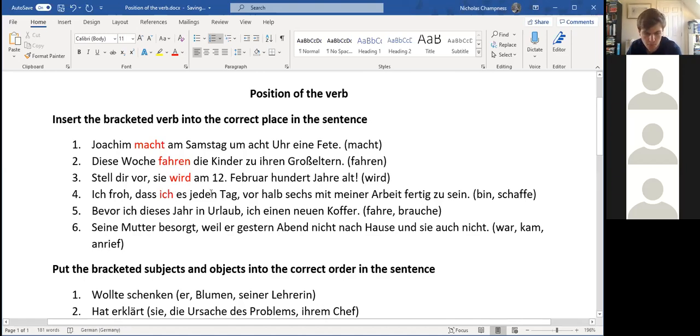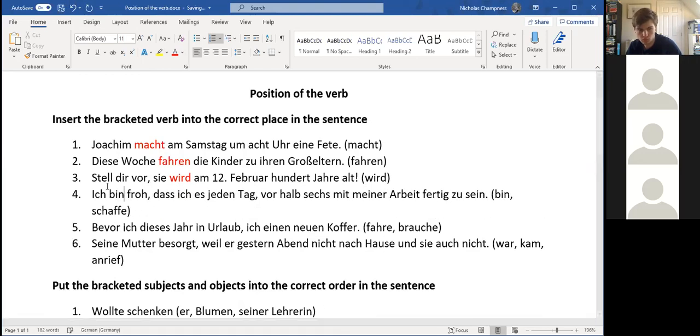Hold on, why is it done that? So I put the bin between the ich and the froh. Ich bin froh. Then where does the schaffe go? Oh no, I think I did it wrong because I just realised dass is there. Is it between the zu and the sein? No, not quite. So think.